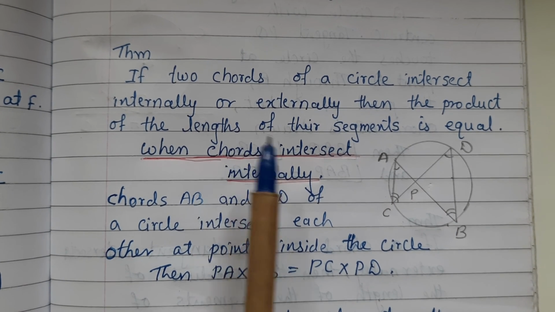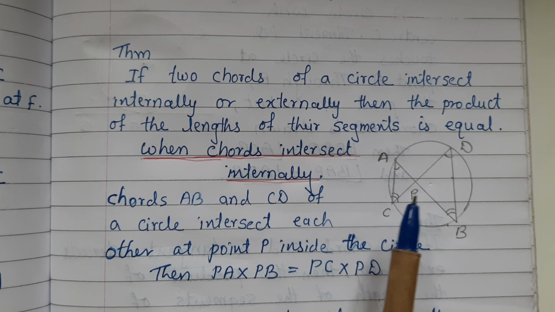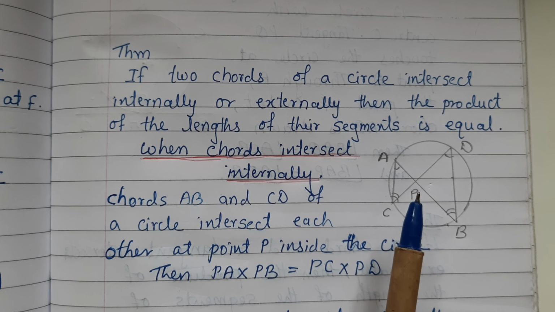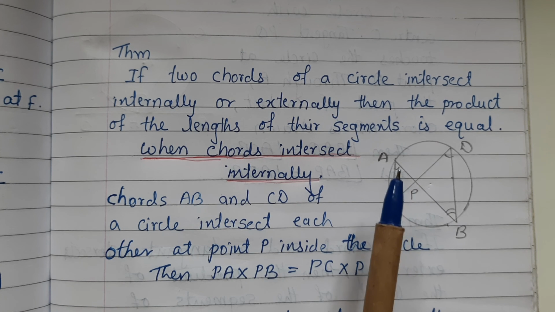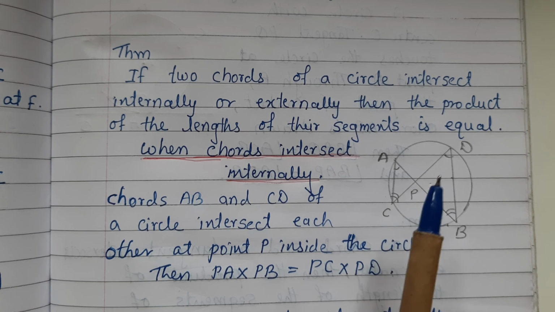When chords intersect internally, chords AB and CD of a circle intersect each other at point P, which is inside the circle. Then PA into PB is equal to PC into PD.